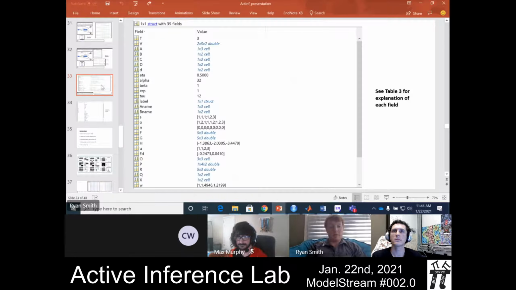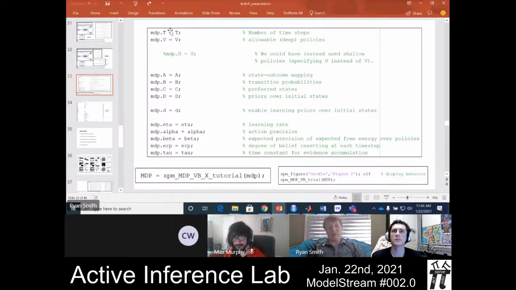So at the end of the day, what we're going to be doing is specifying each of these things. T, the number of time steps; V, the policy space; A, the likelihood, the state-outcome mapping; B, the transition probabilities or transition matrices; C, which is the preferred observations. This says preferred states here, but it should be preferred observations. D would be the priors over initial states. And then all these other extra little parameters that you can or cannot include. I'll talk about those later. But then we also specify this little d, which basically says the agent doesn't start out knowing the context, so it has to learn the context over trials. It has to build up beliefs about D over trials.